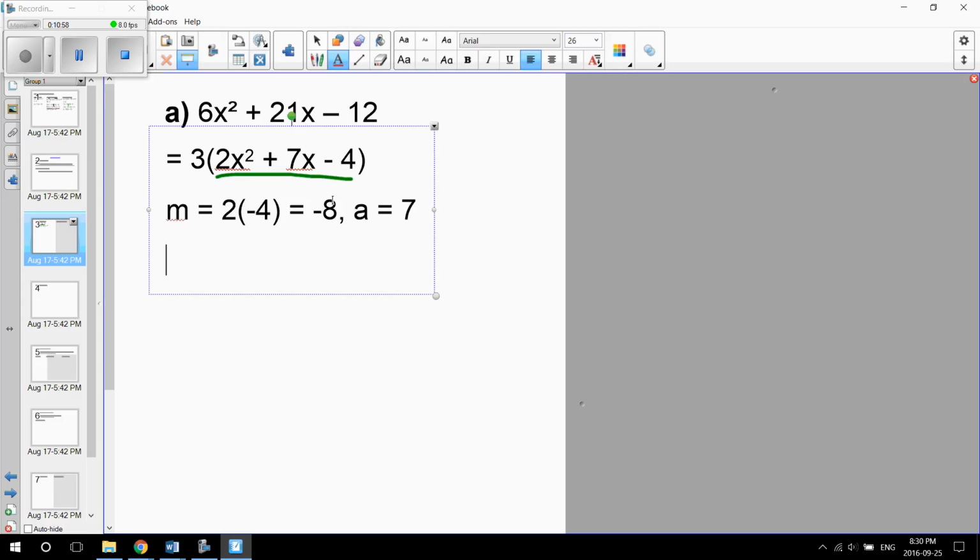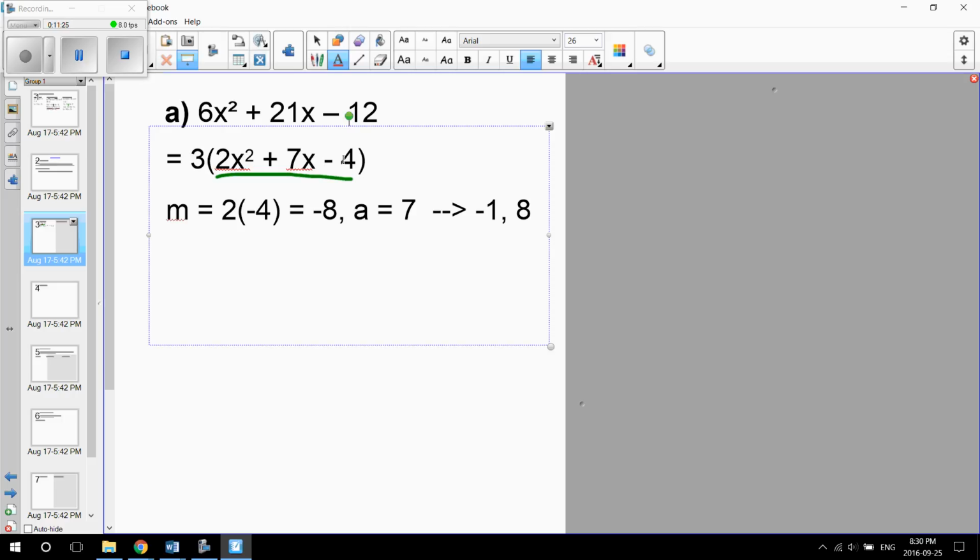So again, we see that our multiplied number is a negative, so we know that at least one of our two numbers has to be a negative value. Hopefully you see that when you do 1 and 8, 1 times 8 gives us 8, and that will add to 7 when we make the 1 a negative. So we know our two numbers are going to be negative 1 and 8.